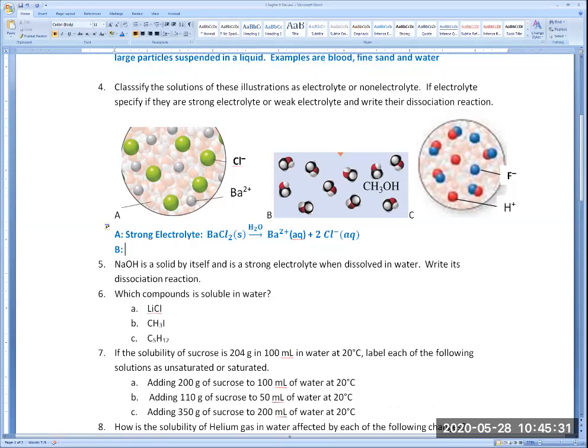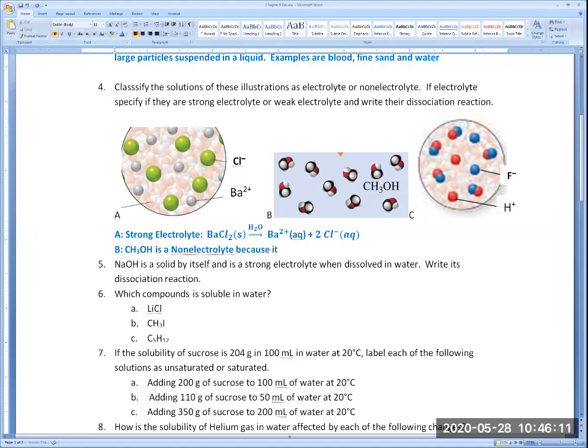So you could tell from just methanol here, can you tell me if it's able to conduct electricity or not? So tell me yes or no. Yes, it can conduct electricity. No, it cannot. So if it cannot conduct electricity, and you're right, it doesn't, it's a non-electrolyte. Methanol, CH3OH, is a non-electrolyte.